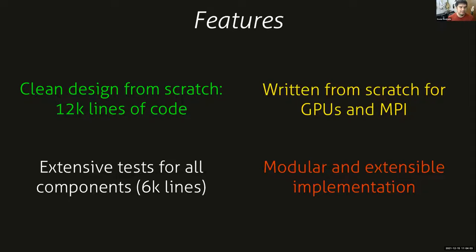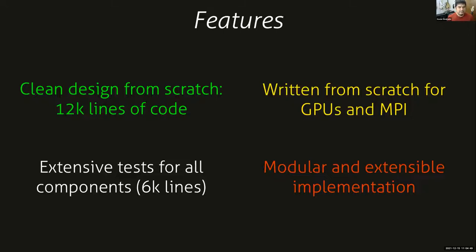What we obtained is a very clean design for the code, and it is only around 12,000 lines, which for comparison, typical DFT codes have several hundred thousands of lines of code. And Qbox, for example, that is a kind of basic DFT code, has around 70,000 lines. So we consider this a big success. We can write very compact code, a very simple code that is easy to maintain, but still has all the features and all the performance. We wrote it from scratch to run on GPUs and MPI, so everything is well distributed, and GPU support is there from the very beginning.